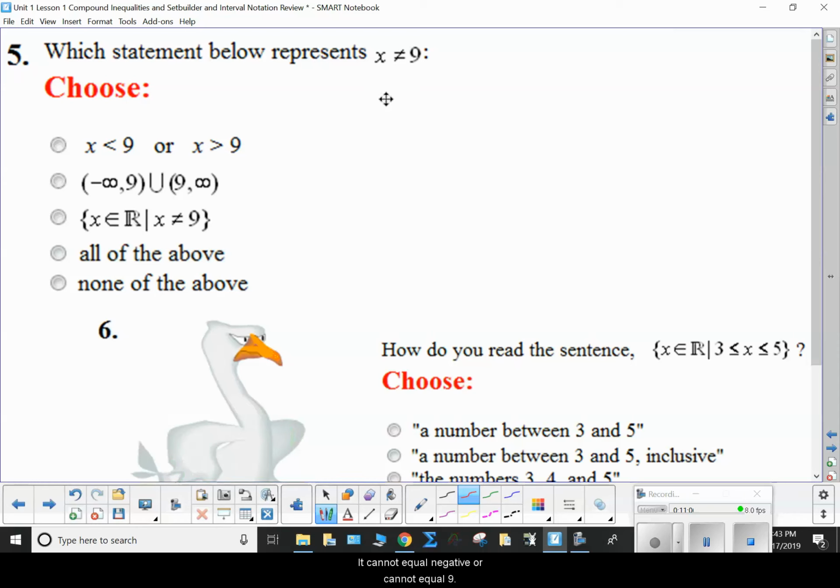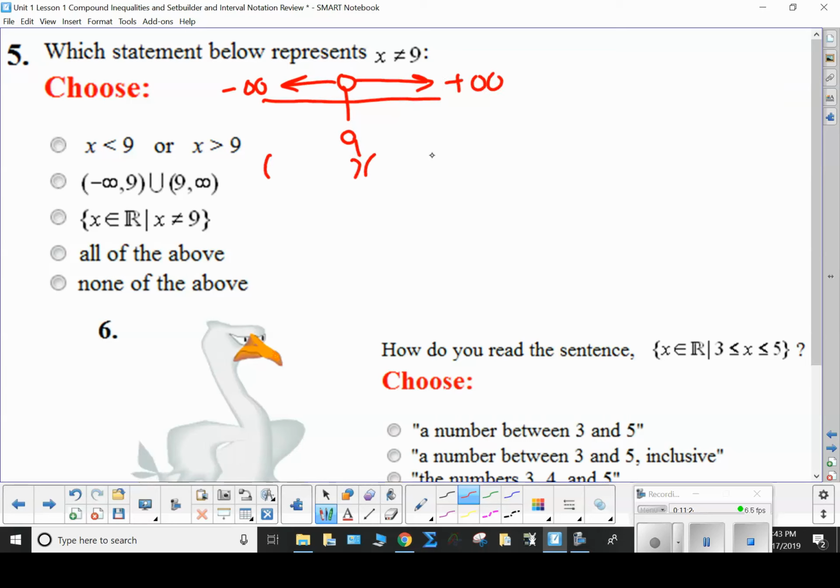It cannot equal 9. So that means I've got this number line here that looks like this. So it's coming from -infinity, and it's going to +infinity, but it doesn't include 9. So I have to take a look. This first one, less than 9, greater than 9, -infinity to 9, 9 to +infinity, not equal to 9. It looks like all of the above are the correct answer.